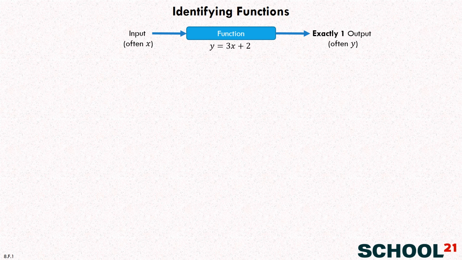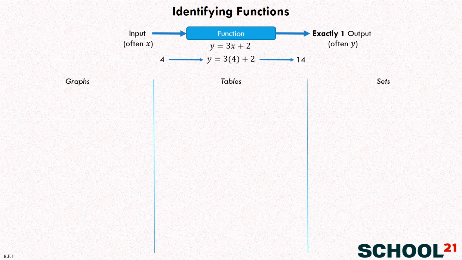And other functions have just one output too. Make sense? Yep. Okay, so here you could put, for instance, 4 in for x. Instead of writing x, we would write 4 in place of the x, just like we have here. And then we would get an output. What's 3 times 4? 12. Plus 2? 14. So then you would get the output of 14. Exactly one output, so this is a function.